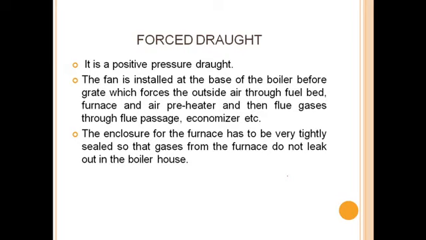Forced draught is basically a positive pressure draught, and the fan is installed at the base of the boiler before the grate, and it forces the outside air through the fuel bed, furnace, and the air preheater, and then the flue gases through flue passages, economizer, etc. The enclosure of the furnace has to be very tightly sealed so that the gases from the furnace do not leak out into the boiler house.